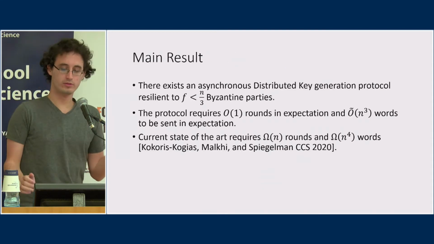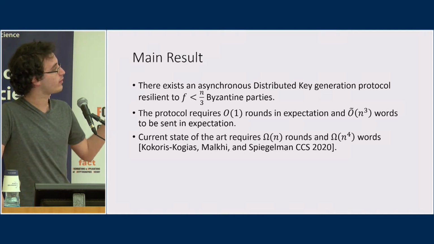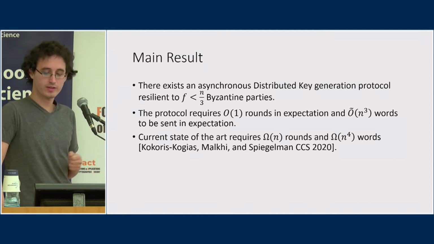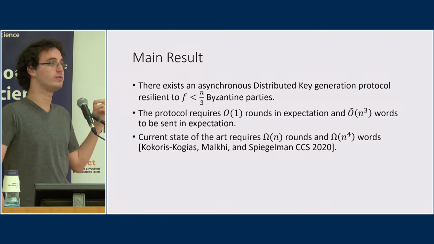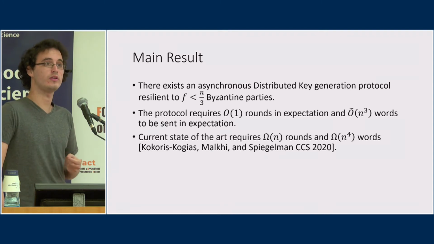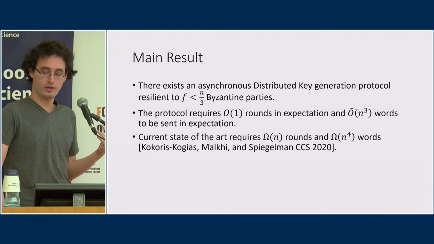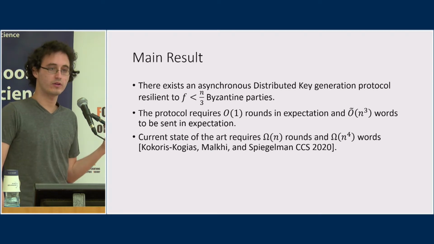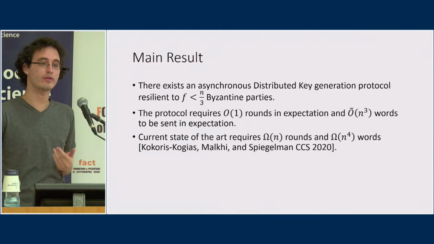So the main result of our paper is that there exists an asynchronous distributed key generation protocol resilient to fewer than n over 3 Byzantine parties. The protocol requires a constant number of rounds in expectation and a quasi-cubic number of words, specifically n cubed log n words in expectation as well. And the state of the art requires at least omega of n rounds and omega of n to the 4th words to be sent. This is a work by Kokoris Kogias, Malkhi, and Spiegelman from CCS. So we're shaving off a factor of n in both cases.